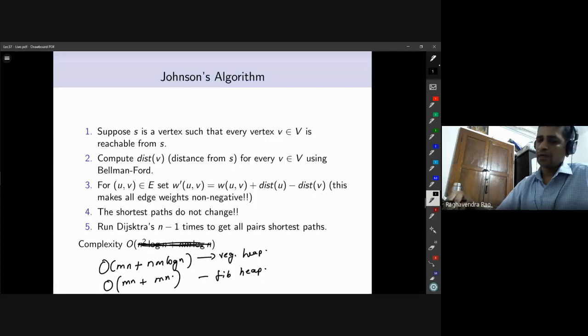So what is it compared to the original algorithm with using only Bellman-Ford all through? We have saved a factor of n, right? It would have been order of mn squared, so order of n to the 4, whereas we have done it with order of mn if you use Fibonacci, otherwise mn log n, only a log n factor extra.